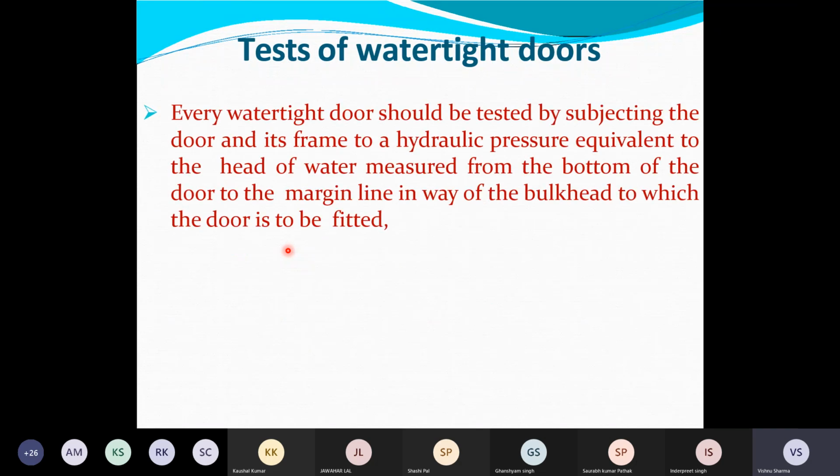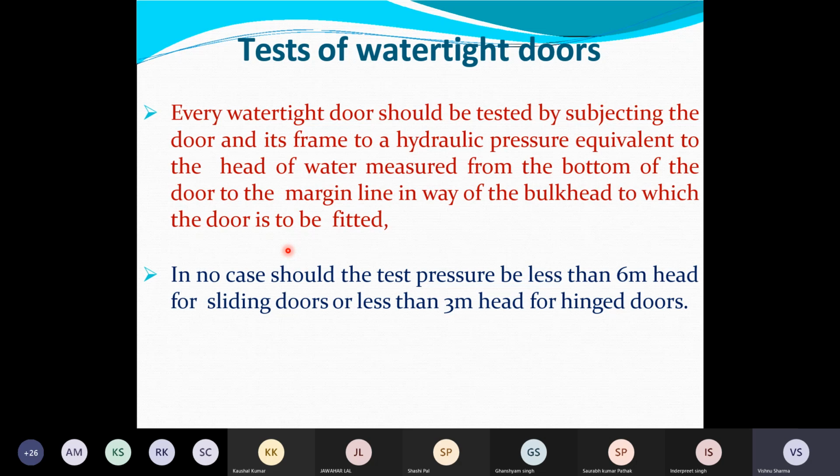Now, test of watertight doors. Every watertight door should be tested by subjecting the door and its frame, why? Because the frame is an integral part of the door, to a hydraulic pressure equivalent to the head of water measured from the bottom of the door to the margin line in way of the bulkhead to which the door is fitted. Obviously, just as we were testing the bulkhead, now test the door also.